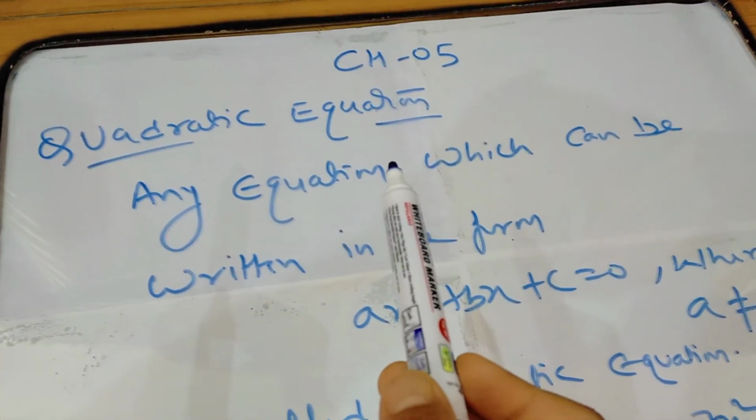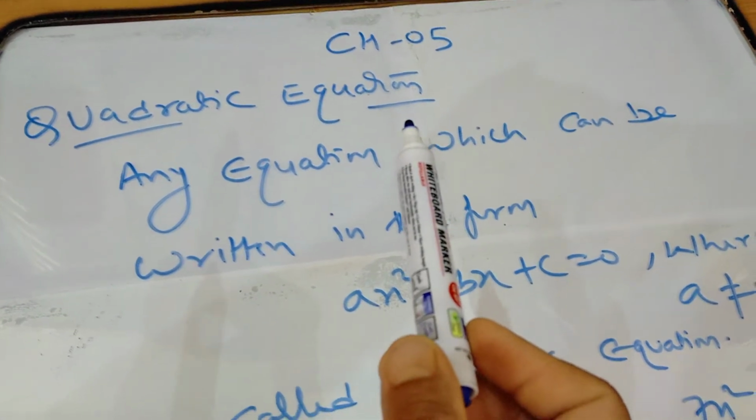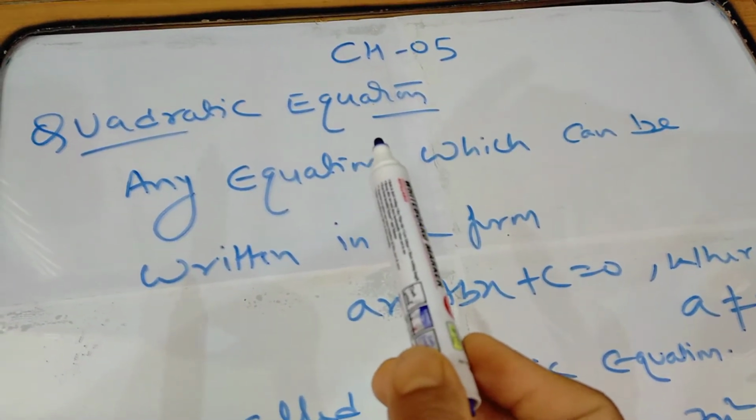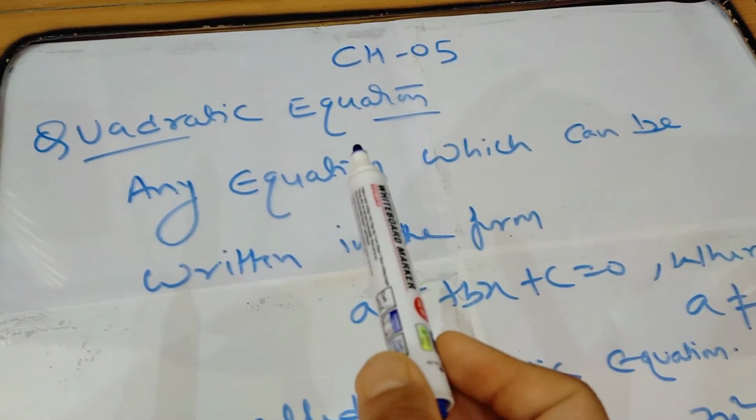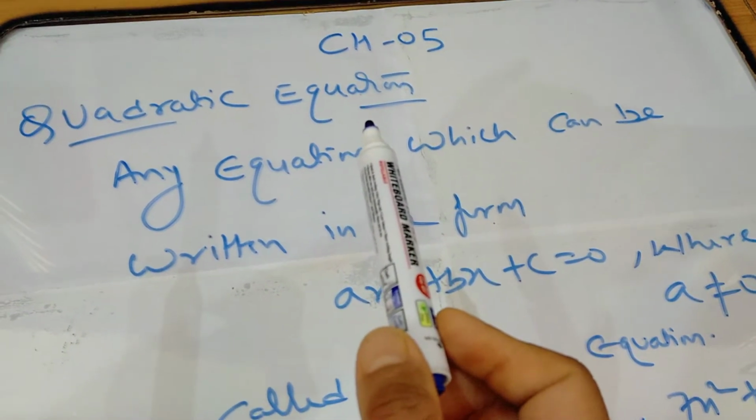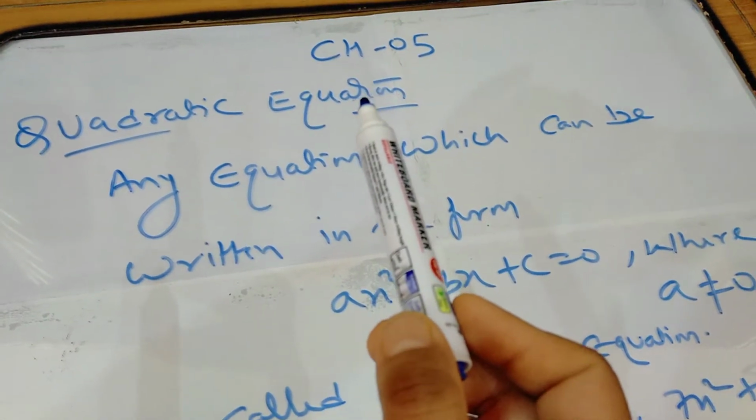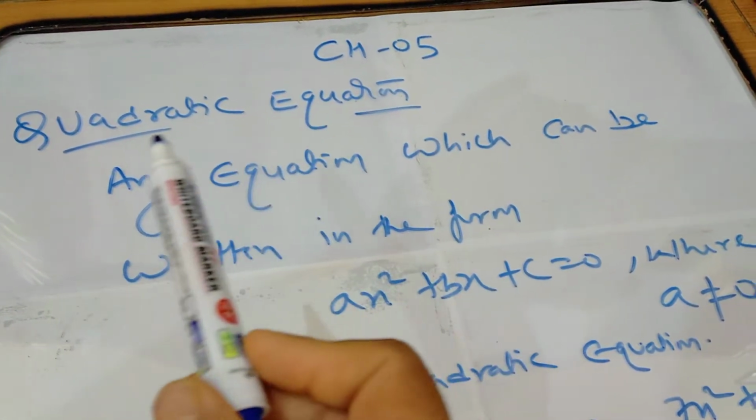Today I am going to start chapter number 5, the next chapter. So far we have discussed chapters number 1, 2, 3, and 4, and we have seen how many questions are coming in the board examination from these particular chapters. Now today I am going to start the next chapter. The name of the chapter is quadratic equation.